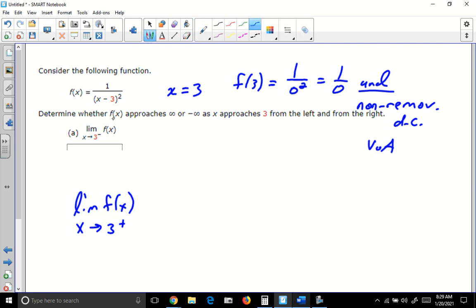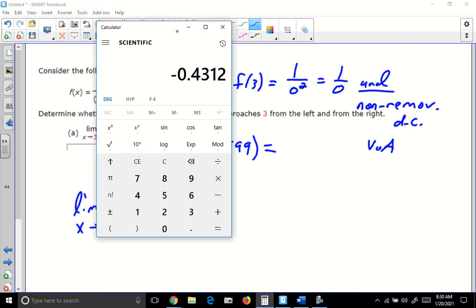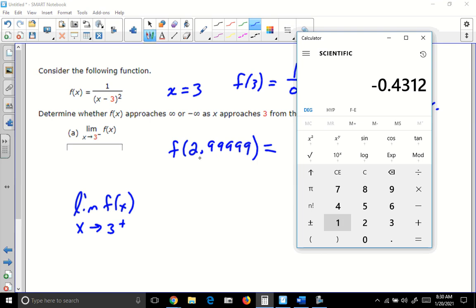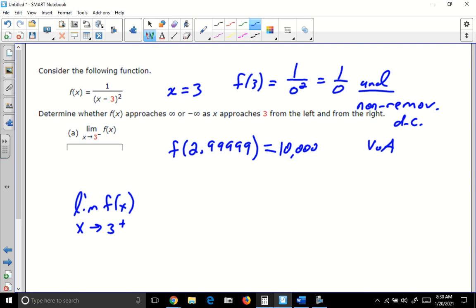So let's check from the left side first. A number that's close to 3 on the left side, let's pick 2.9999. Let's put another 9 on there. So if we take out a calculator and we plug that number into our function, we would have 1 divided by 2.99999 minus 3, and we're going to square that answer. And that's what we're dividing 1 by. When we do that, we get 10 billion.